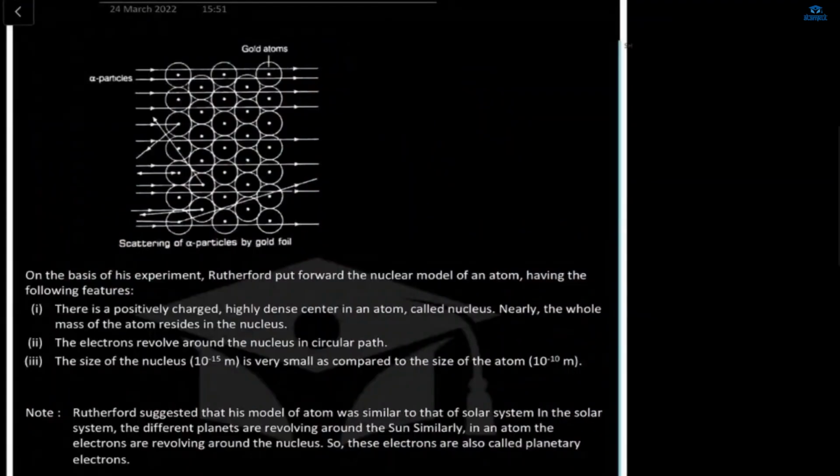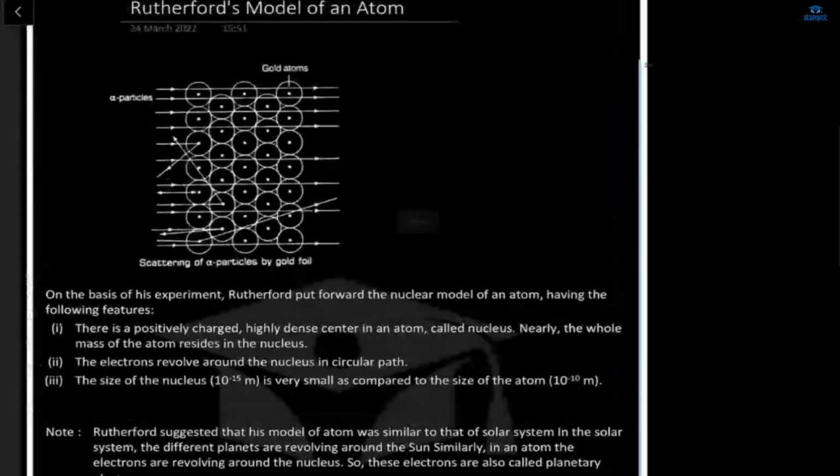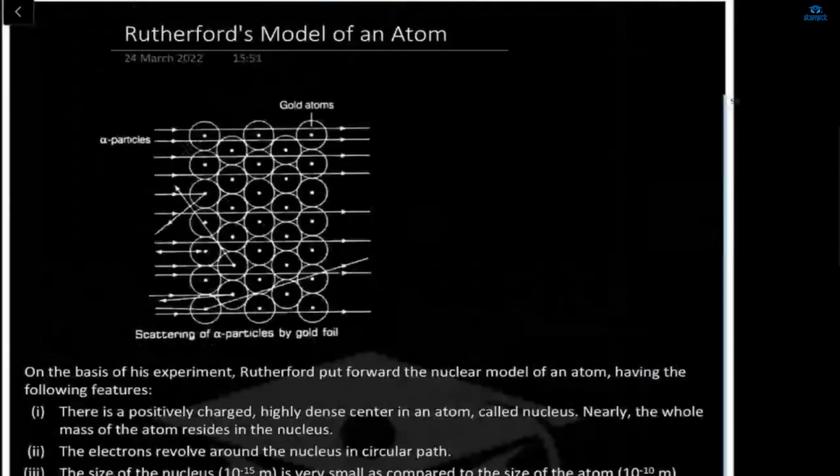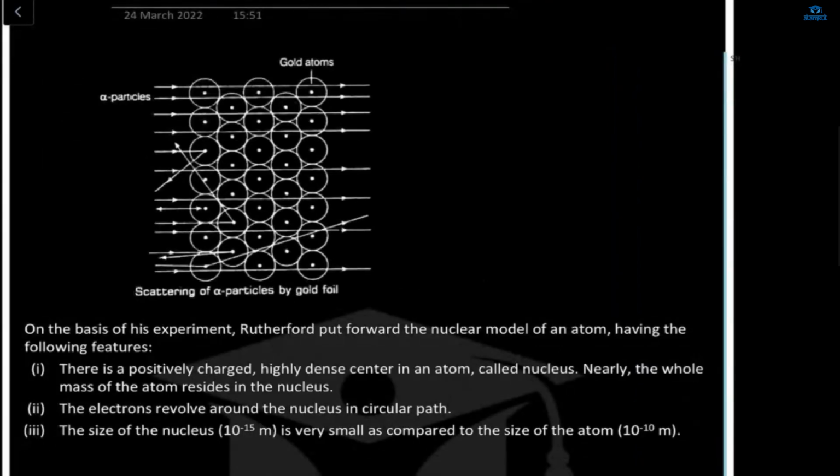So today we will learn about Rutherford. Anybody tell me what he did? Any idea? No idea? Okay, so we'll see.